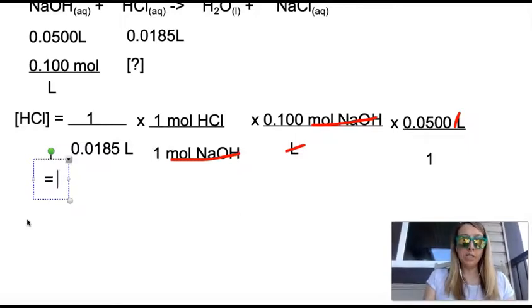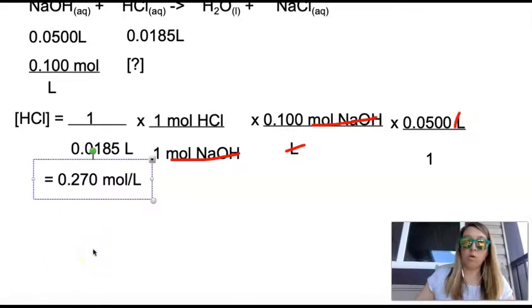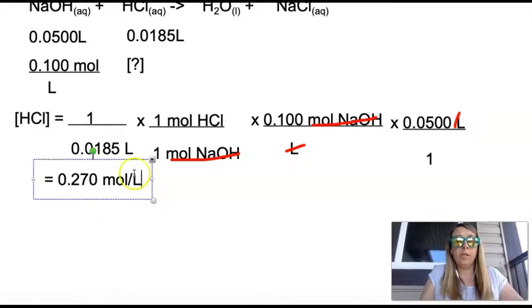Okay, significant digits, we can have 3, so 0.270, and that is going to be moles per liter. Okay, so this is what you call a true solution stoich question, because both things were solutions. We had concentrations and volumes for both of them.